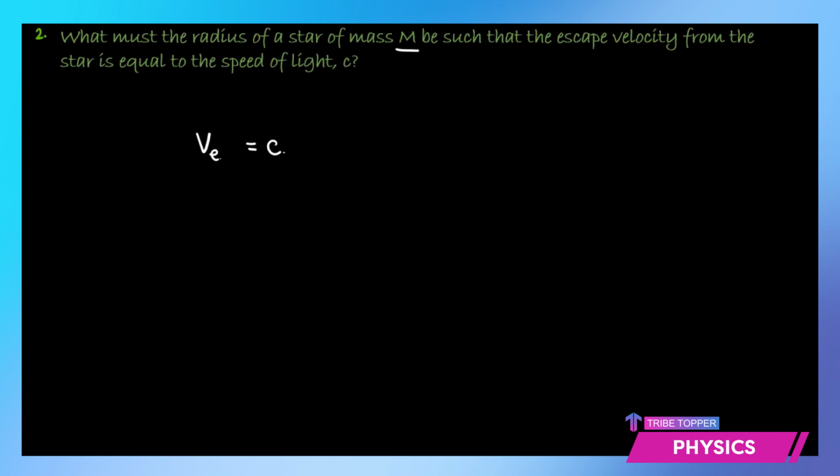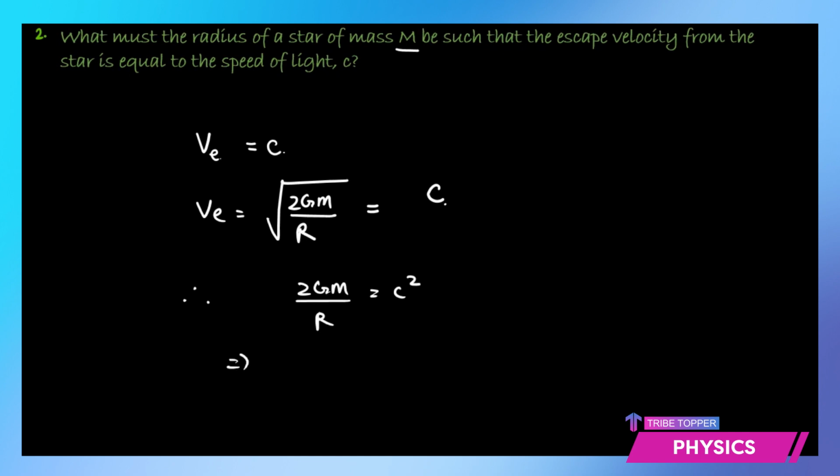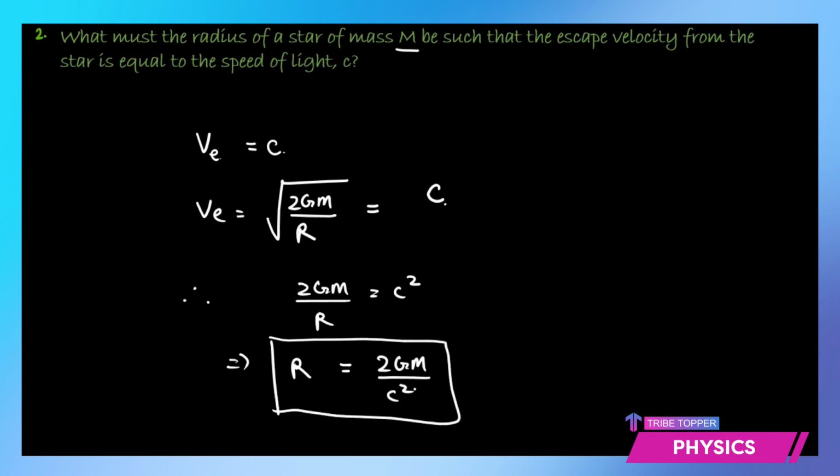Now, the expression for escape velocity is the square root of 2GM by r, and we are saying that is equal to c. Therefore, if you square both sides, you get 2GM by r is equal to c squared, which implies that the radius r should be equal to 2GM by c squared. So this is the required radius of the star, which will have an escape velocity equal to c.